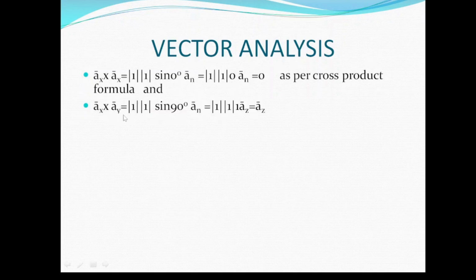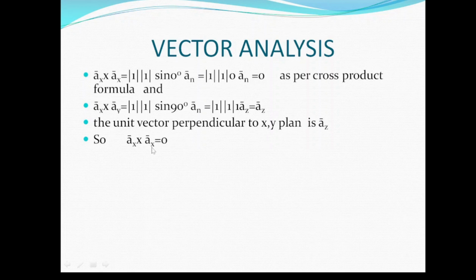So ax cross ay: the magnitude of ax is 1 and the magnitude of ay is 1, so sine 90, since the angle between x and y is 90 degrees, is equal to 1. Here ax cross ay is in the xy plane, and z is perpendicular to this plane, so we can say az is perpendicular. So mod a mod b sine 90 times an is nothing but az. So ax cross ay is equal to az. The unit vector perpendicular to the xy plane is az.